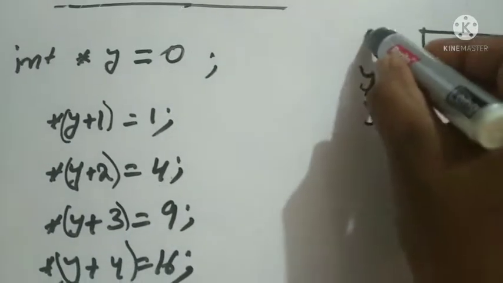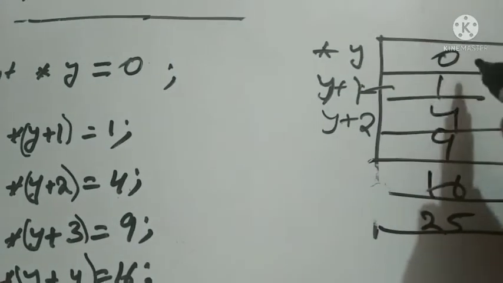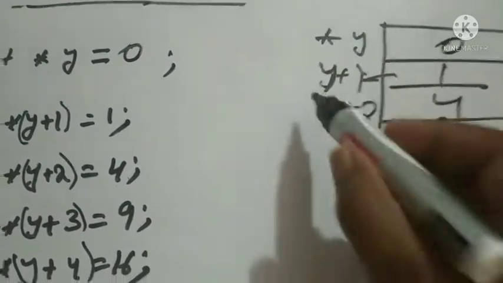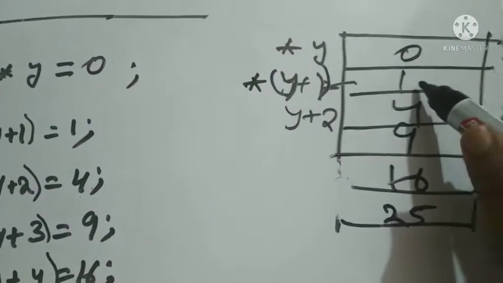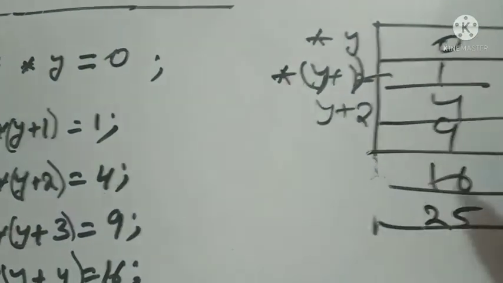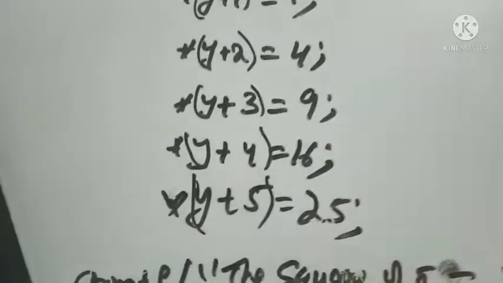If I use star of y, it indicates the value present in this memory. What is the value present in this memory? 0. Star of y plus 1, the value present in it is 1. Either I can read it or I can change the value if I require. So this is about pointers.